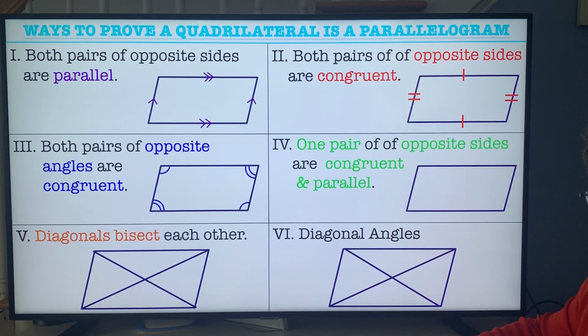Rule 4, one pair of opposite sides are congruent and parallel. Draw that. All right, so it doesn't matter what side set you pick. I picked these ones. You have the congruent mark and you have the parallel mark. If you pick the top and bottom, that is okay as well.